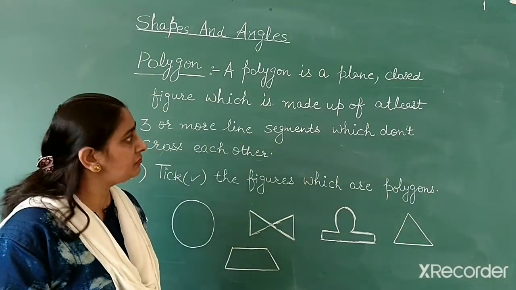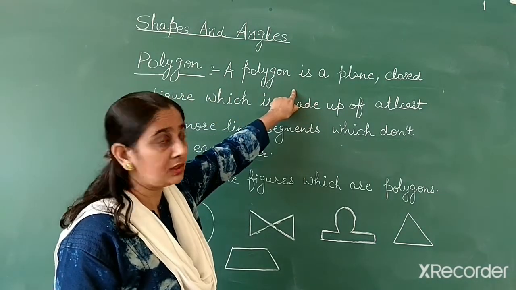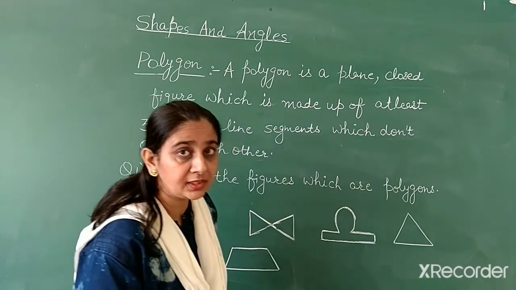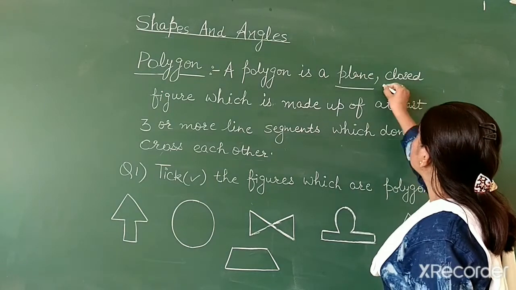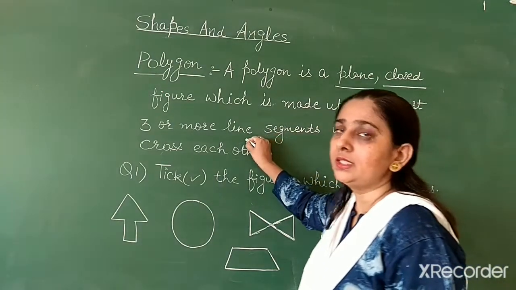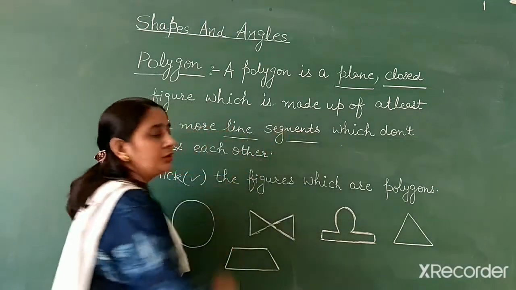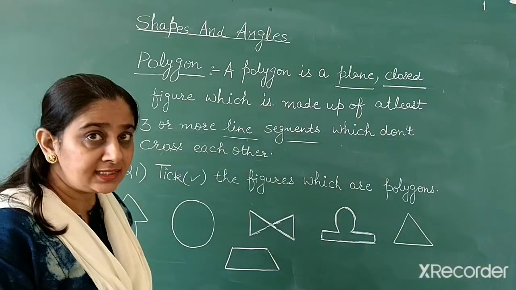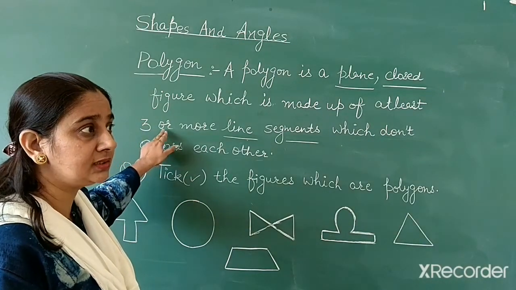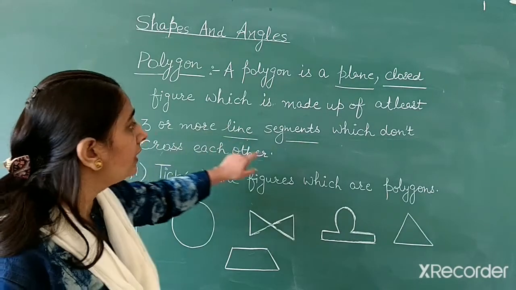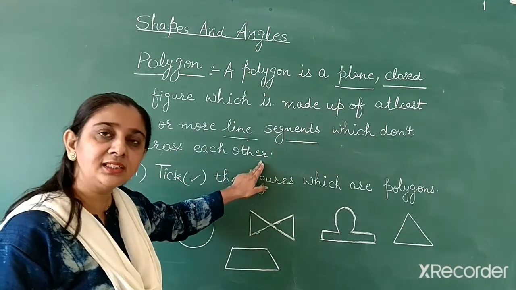So, according to the definition of polygon, children, a polygon is a plane figure. The figure should be a plane figure. It should be a closed figure also. Third thing, it should be made up of line segments. Or you can say it is made up of only line segments. And the number of line segments should be either 3 or more than 3. And these line segments do not cross each other.